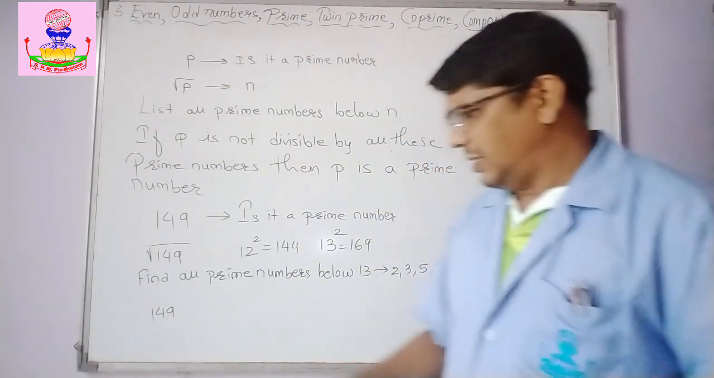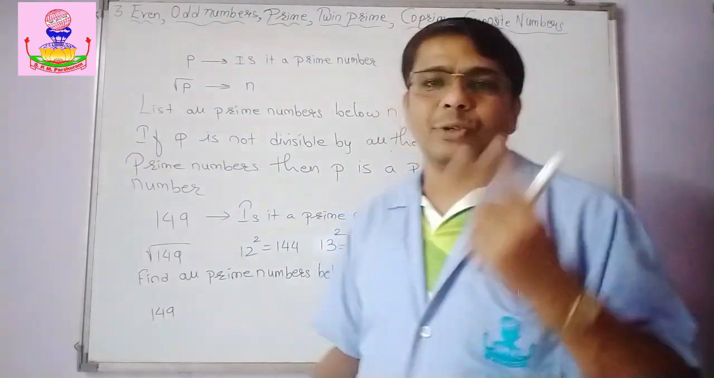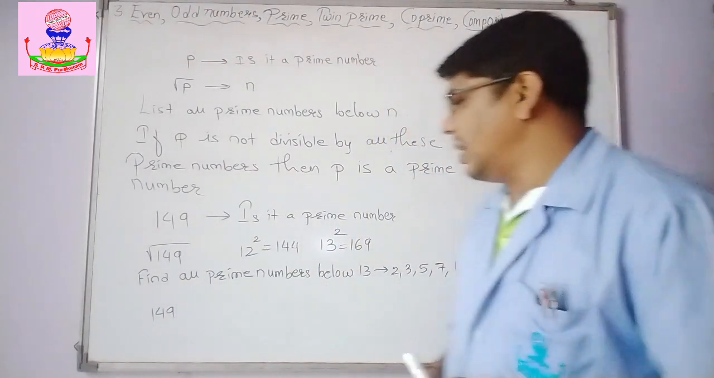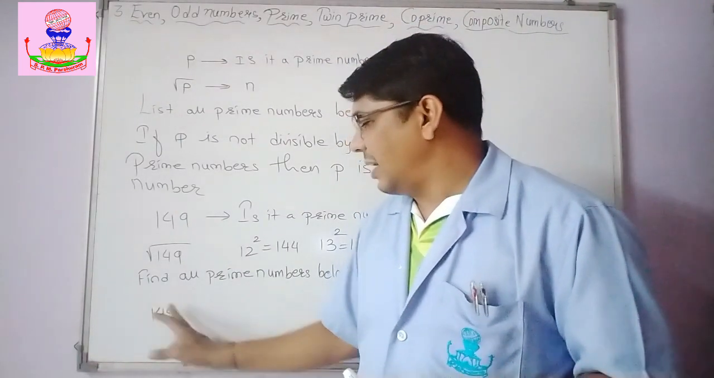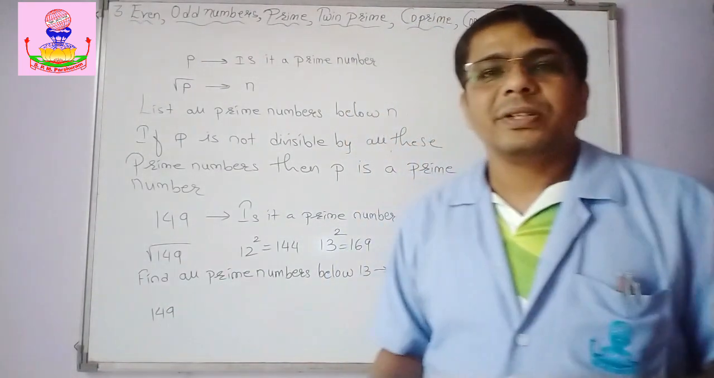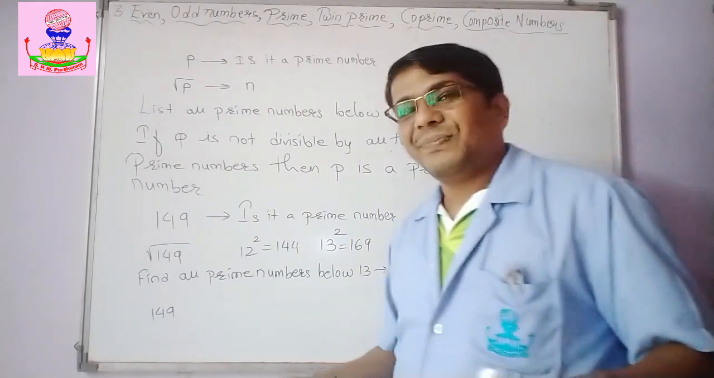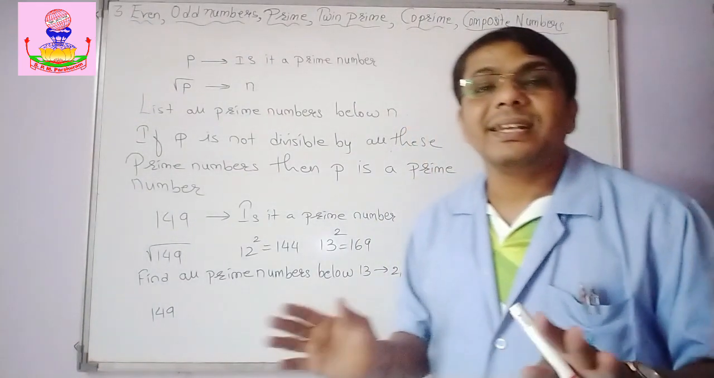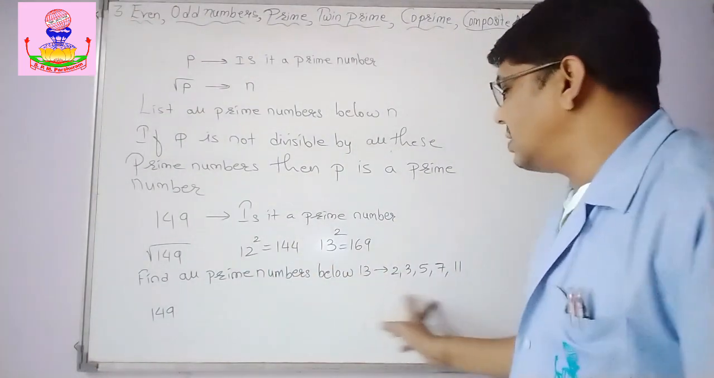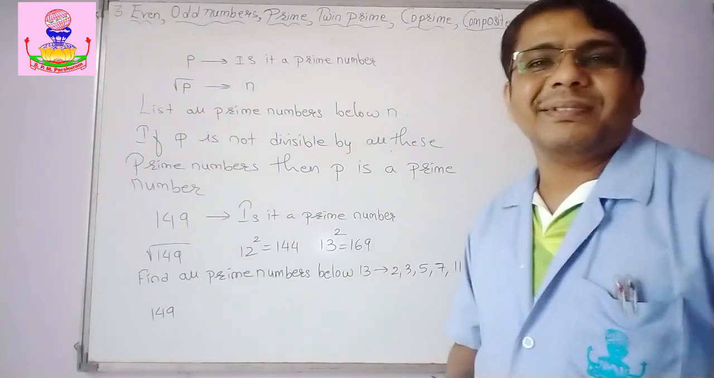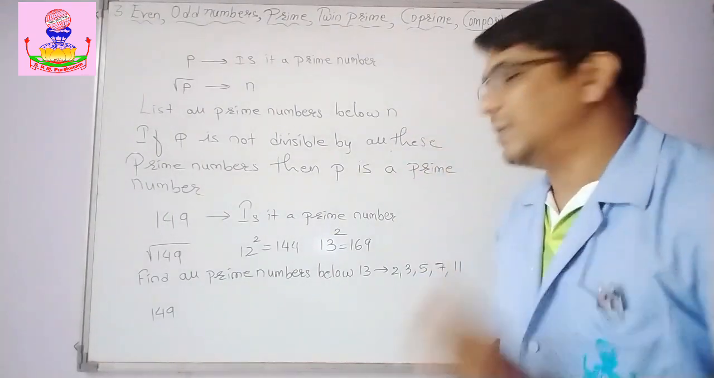Can you divide by 7? Check it. 7 fourteens, 7 sevens, 2 remainder. I cannot. Can you divide by 11? For 11, 9 plus 1 is 10, 10 minus 4 is 6. 6 is not divisible. So it is not divisible by 11 also. That means as 149 is not divisible by all these prime numbers, 149 is a prime number.